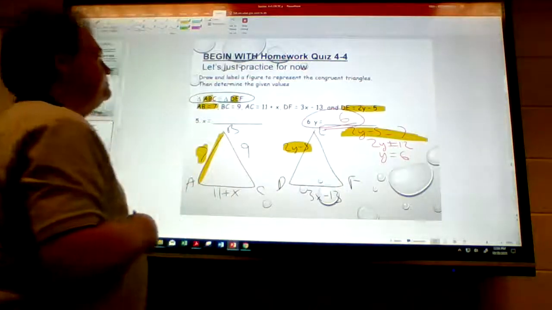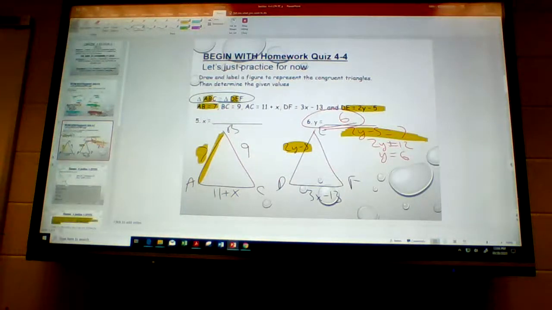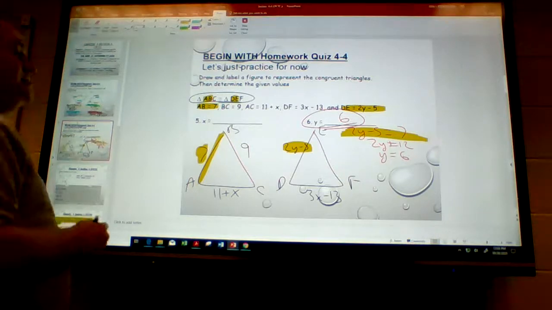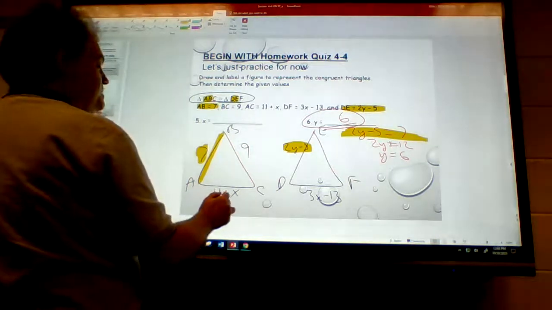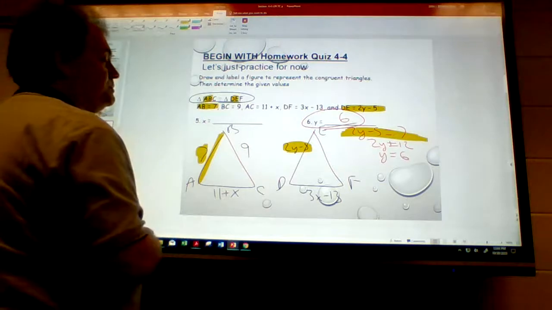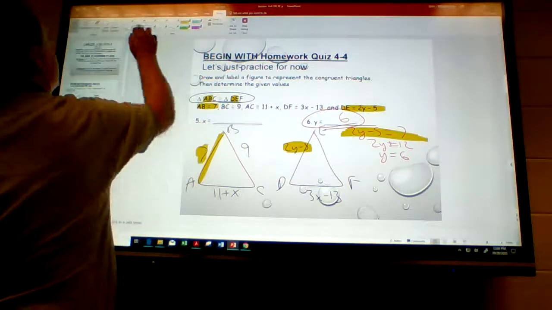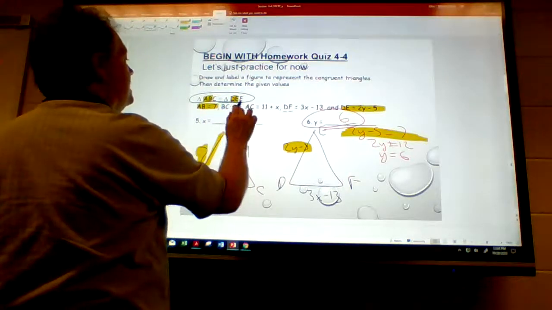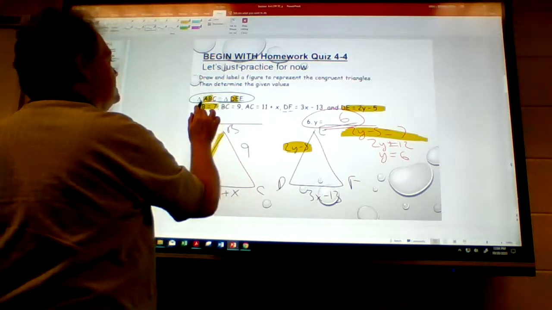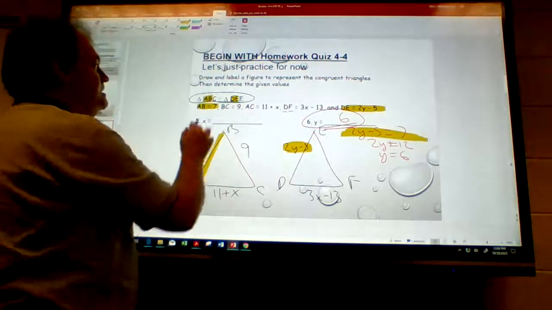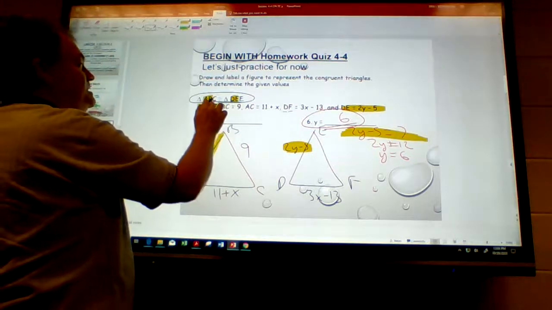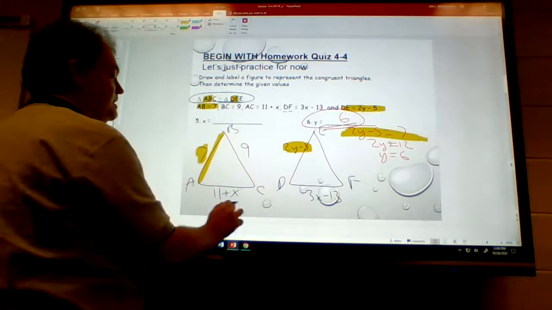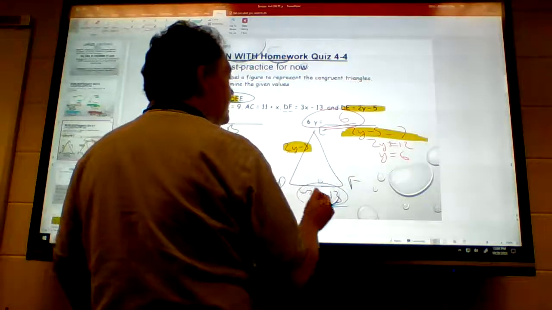All right. Now, the next thing we have is 11 plus X equals 3X minus 13. But why is that the case? Well, let's look. Because DF is first, last, AC is also first, last. So A matches with D, C matches with F. So therefore, these two are going to be equal, and I'm going to set them equal.